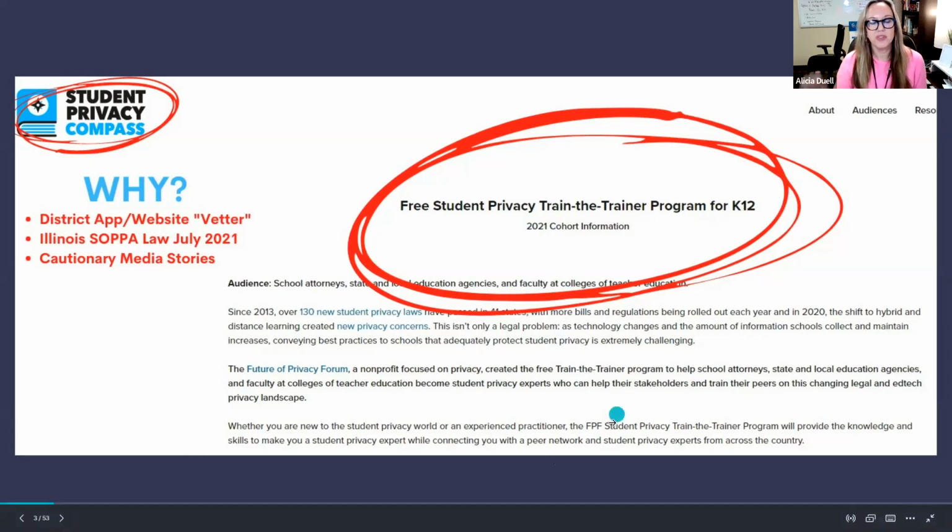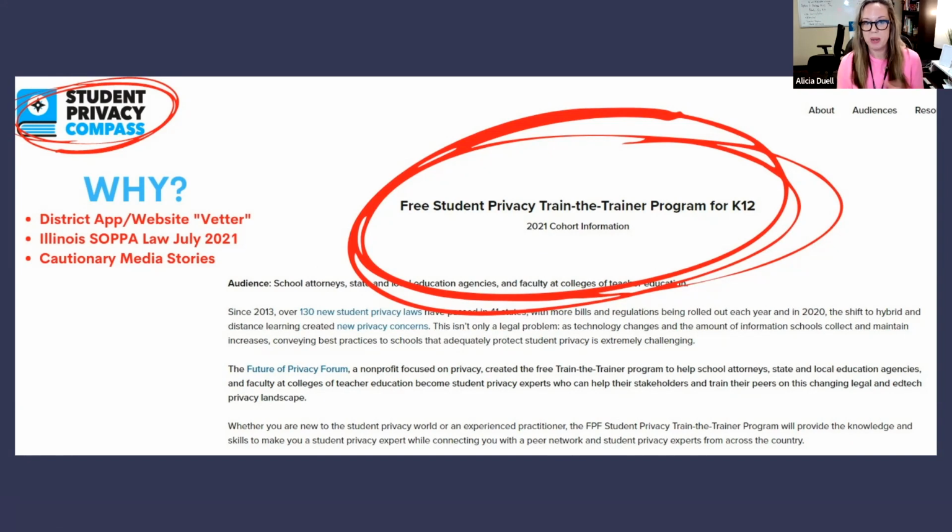And for a long time I was our district app and website vetter. People would say, I don't know if you can use this website, just ask Alicia and she'll tell you. So I would look at terms of service and privacy policy and then do my best. But now that we have SOPA, the Illinois law that we'll talk about in a little bit, it's a lot more straightforward. And so that also has spurred me on to learning more about data privacy.